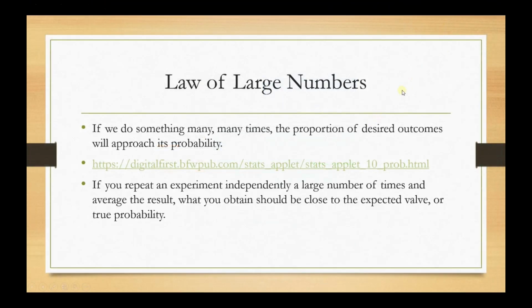All right, so another way to say the law of large numbers: if you repeat an experiment indefinitely, a large number of times, and average the result, which we were just doing, although it was a simulation, what you would obtain should be close to the expected value or true probability. All right, so there's the law of large numbers.